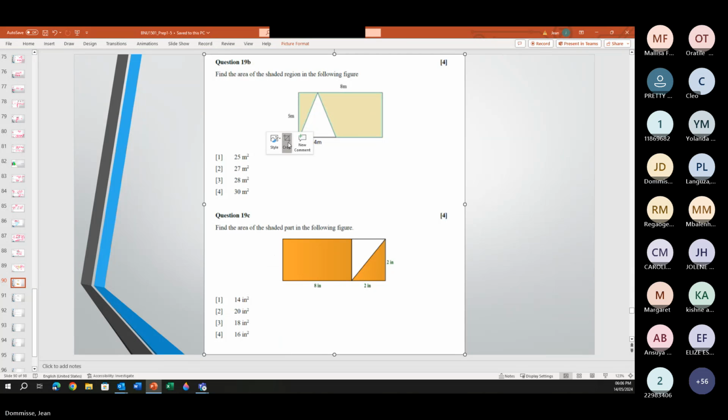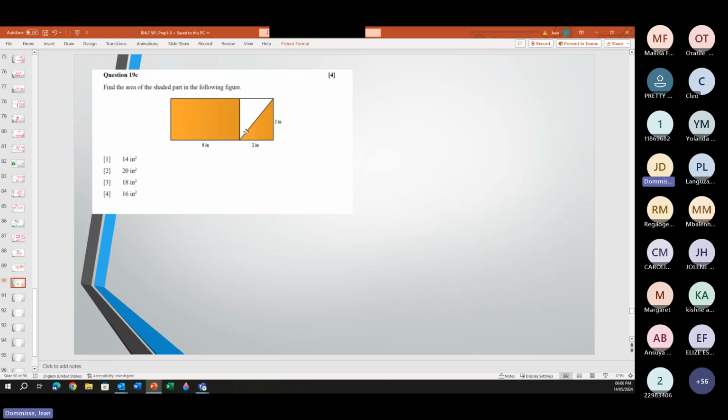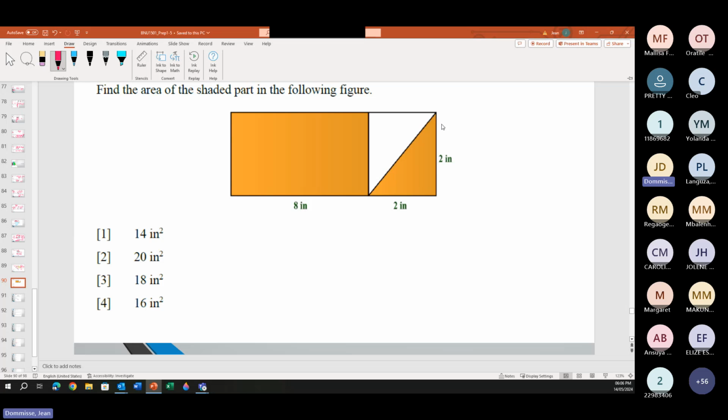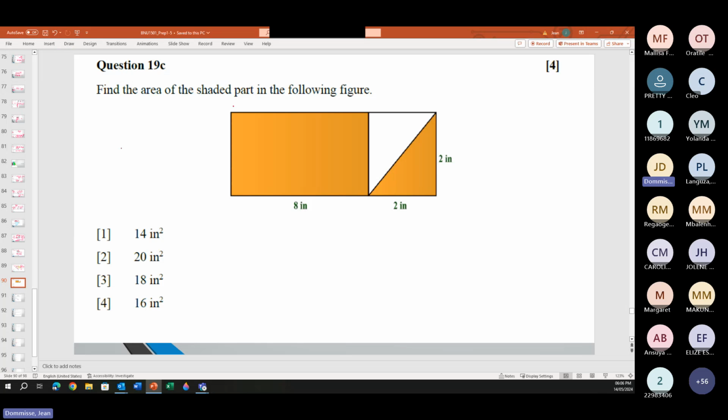Okay, let's go through more. Again, let's look at this one as well. Again, they ask us to find the area of the shaded part in the following. We can do this one in two ways. We can take that whole area, work it out, and subtract this white part, or we can work out this part, because I know that the length is 8 and the height is 2. So this area will be 2 times 8, which is 16.